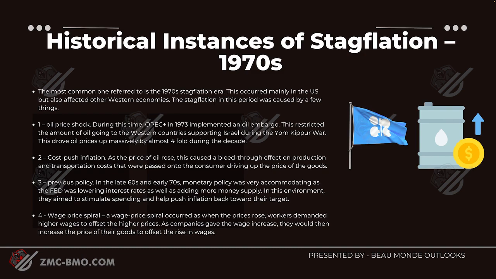So what has happened is because workers saw a massive rise in prices, naturally you're going to ask for higher wages because you want to battle those higher prices. And as companies gave wage increases, they would then increase the price of their goods to offset the rise in wages, because naturally, if you're going to give people more money, that means there's less money going to the company itself. So they're going to have to do something to make more money, right? So they're going to raise their prices.